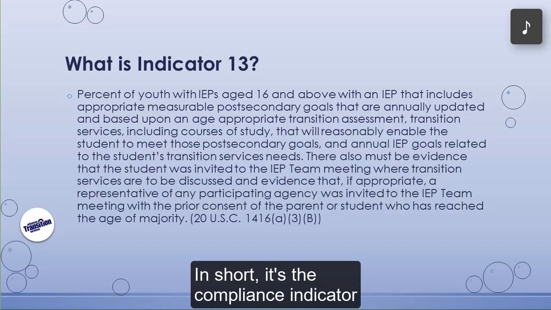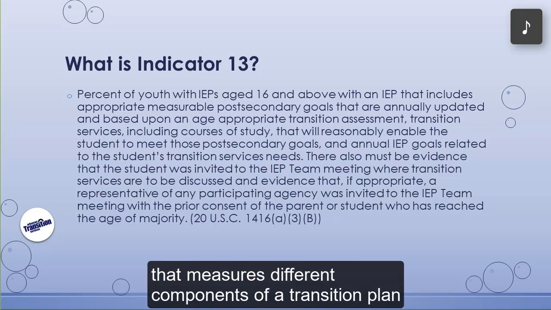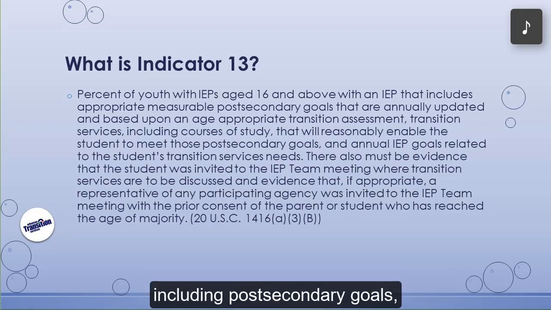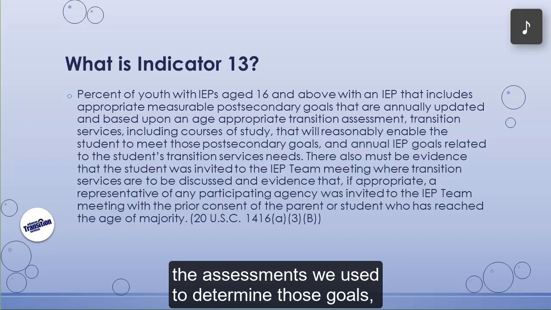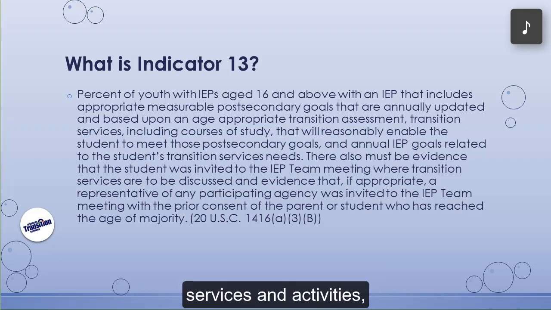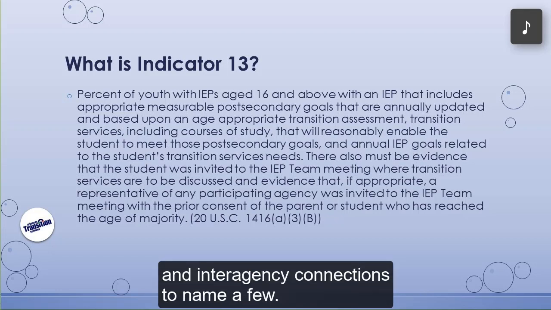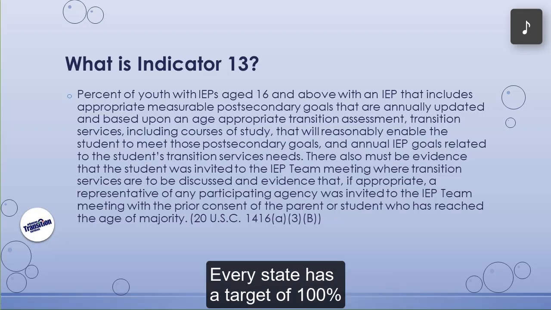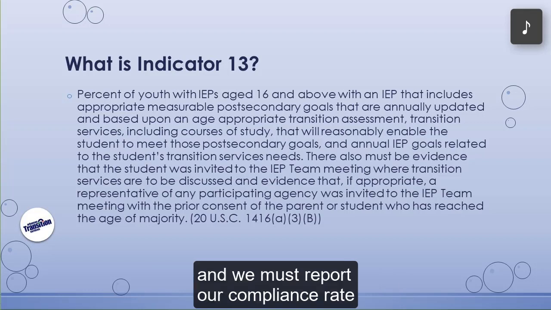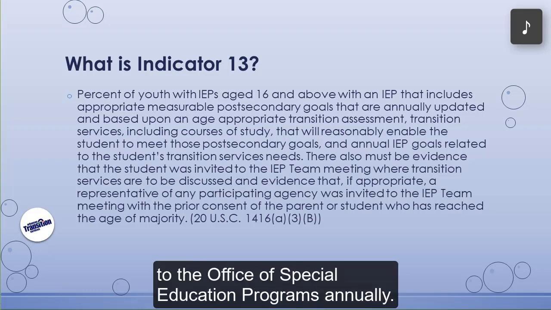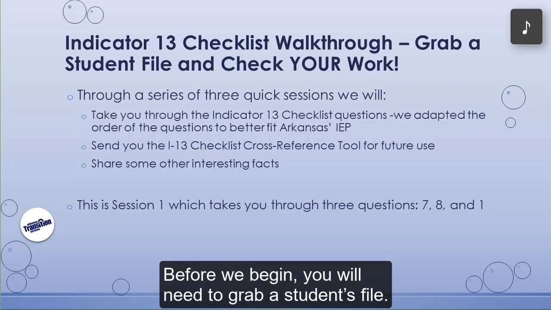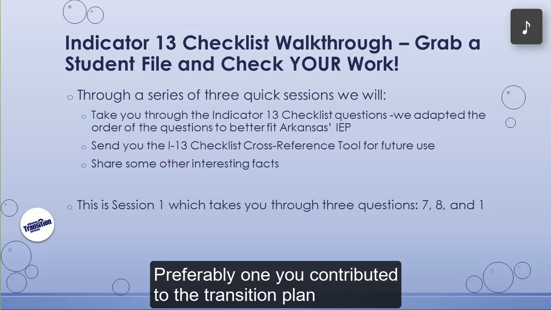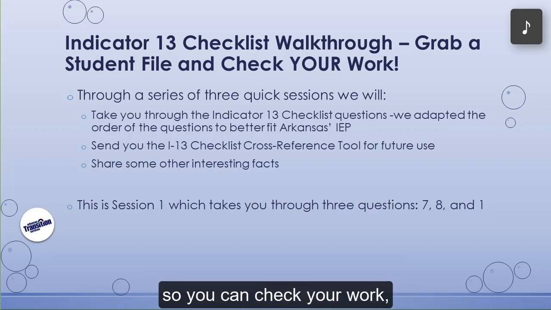What is Indicator 13? In short, it's the compliance indicator that measures different components of a transition plan, including post-secondary goals, if assessments were used to determine those goals, services and activities, a complete course of study, supportive annual goals, and interagency connections, to name a few. This slide shows the exact wording of the indicator. Every state has a target of 100%, and we must report our compliance rate to the Office of Special Education Programs annually.